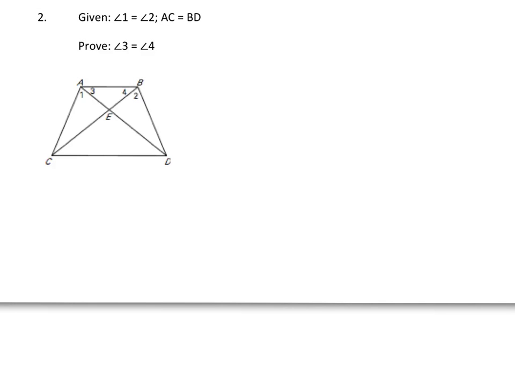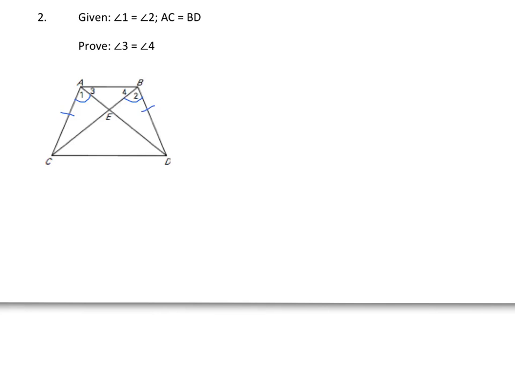All right, let's take a look at this second proof in section 4 here. This one's a little bit tougher, but given angle 1 is equal to angle 2 in our picture, and AC is equal to BD. Now notice they are not marked, so what we're going to do is mark them, and I would suggest drawing the picture and marking things. So, angle 1 is equal to angle 2, and AC, this side, is equal to BD, this side.